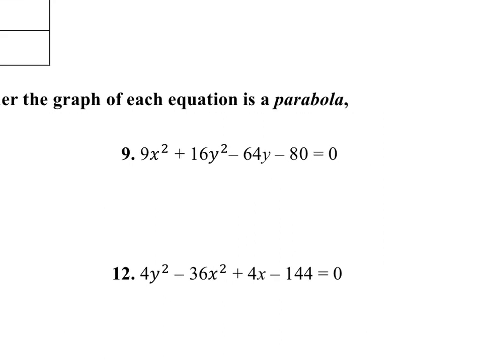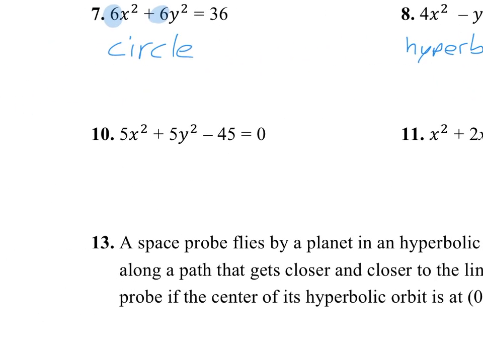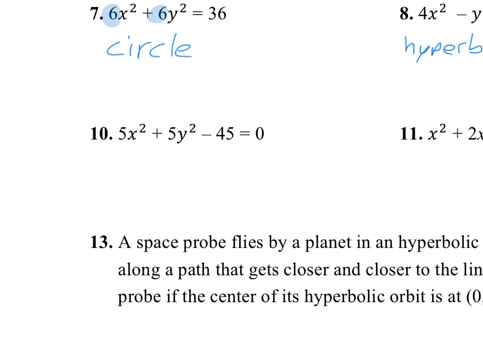All right, number 9. It's not a parabola because x squared and y squared, well, they both have a square. It's not a hyperbola because they're both positive. So again, I only care about the squared terms. They're both positive. So that eliminates a hyperbola. And they have different coefficients. So that eliminates a circle. Okay, number 10. All right, they're both squared, they're both positive, and they have the same coefficient. This is a circle.